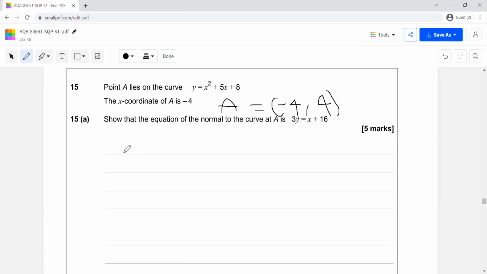Show that the equation of the normal to the curve at A is 3y equals x plus 16. So what I'm going to do first is dy by dx. dy by dx in this case is equal to 2x plus 5.